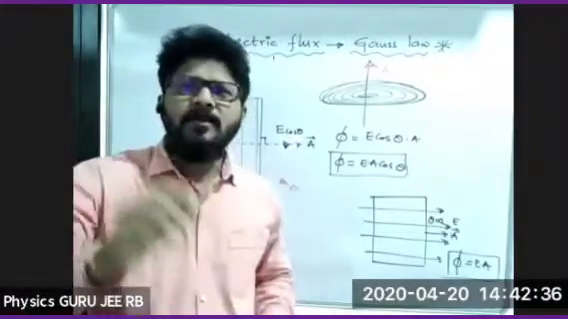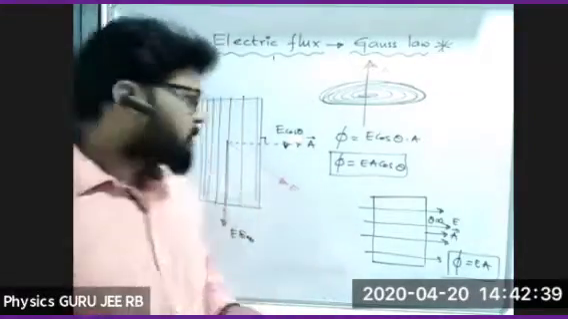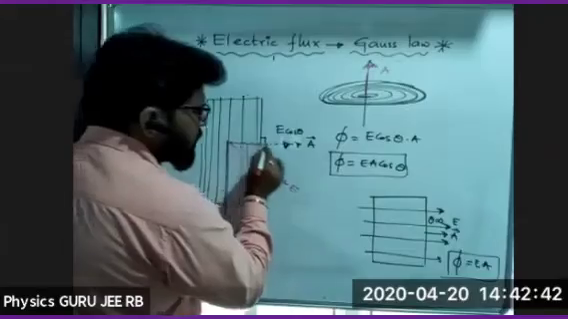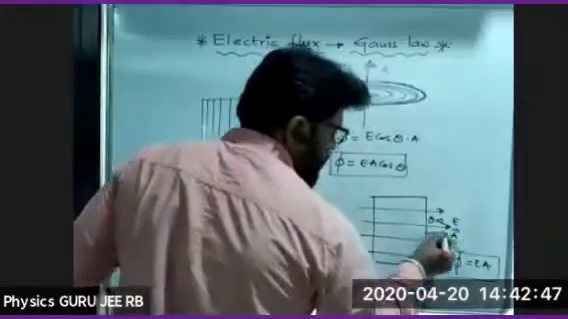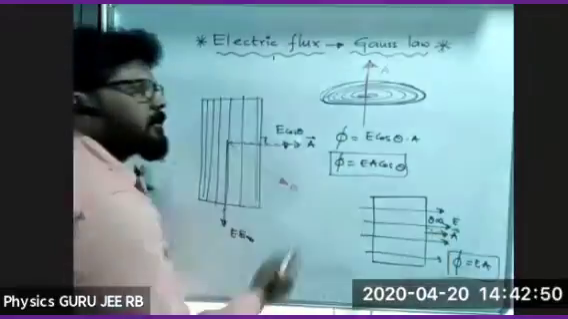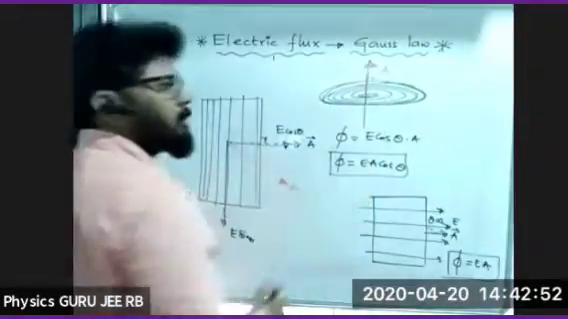So always it is normal. It should make an angle of 90 degrees. Remember, it will make an angle of 90 degrees. See, this is nothing but the area vector. Area vector is making how much? 90 degrees. If I take it like this, this will be the 90 degrees plane.